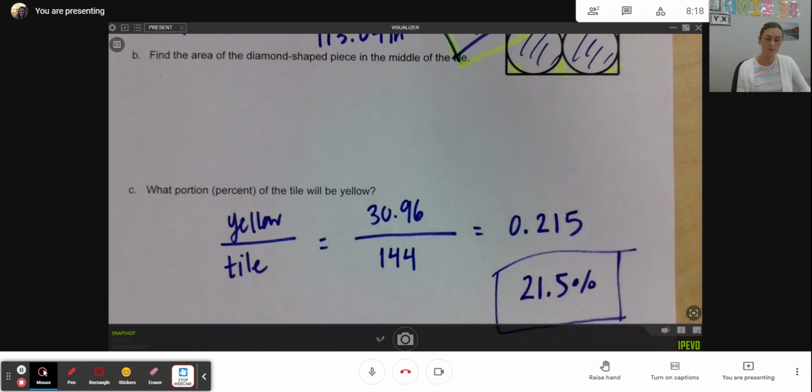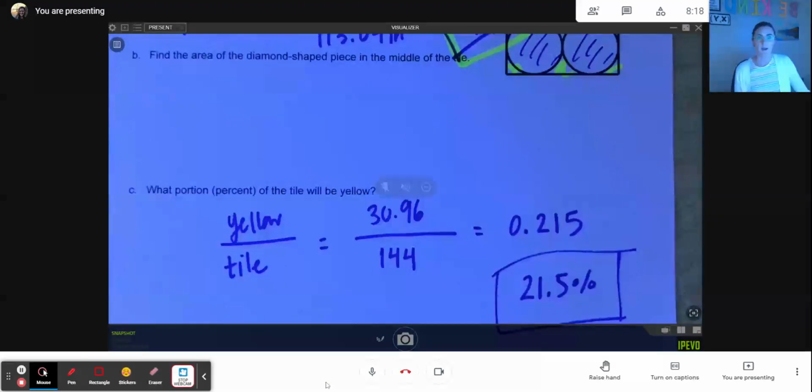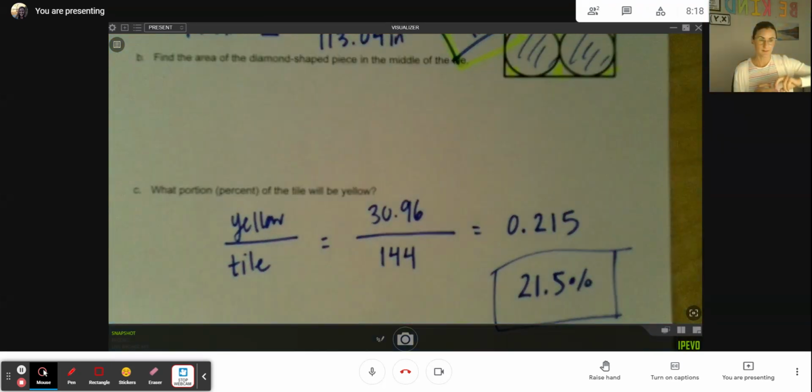And that's it for notes. So go ahead and start the, my lights just turned off in my room. Go ahead and start the 7.1 B homework.